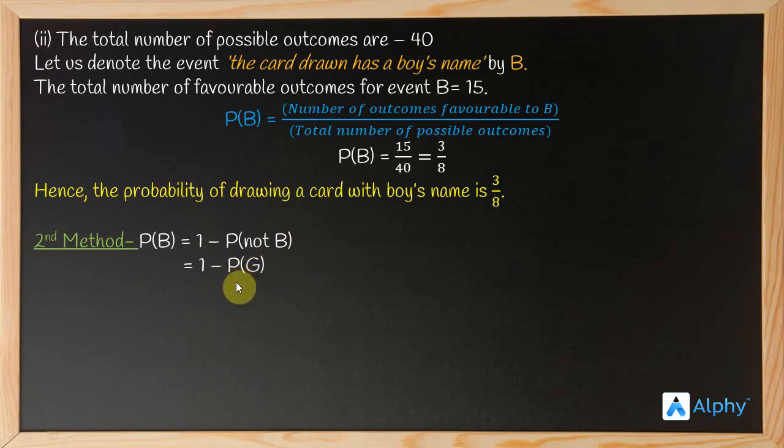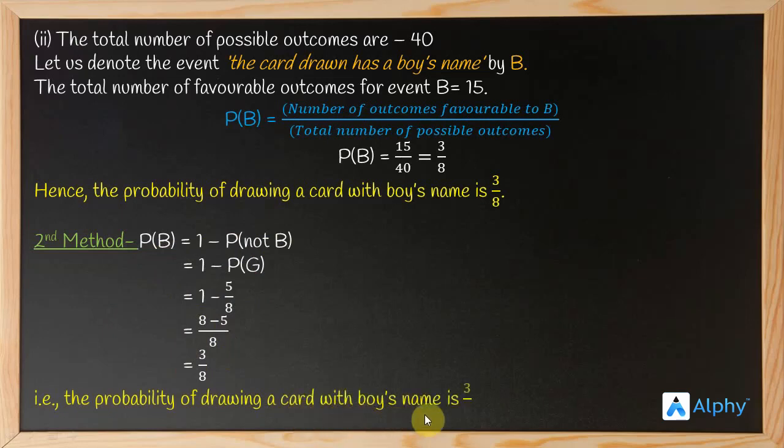We have found out the probability of drawing a card with a girl's name to be 5 by 8. Therefore, it will be 1 minus 5 by 8. On taking 8 as LCM, we will get 8 minus 5 by 8. Therefore, the probability of drawing a card with a boy's name is 3 by 8. Let's report our answer. That is, the probability of drawing a card with a boy's name is 3 by 8.